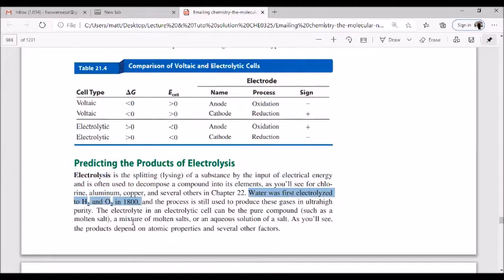Okay, so the electrolyte in an electrolytic cell can be a pure compound, a molten salt, or an aqueous solution of a salt. For us, we focus on a pure compound, such as a molten salt, and then an aqueous solution of salts. What's the difference between the two electrolytes when we do electrolysis?